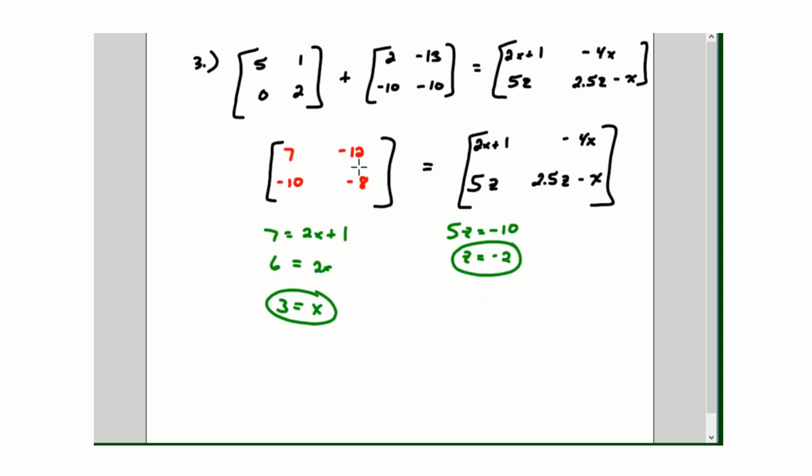Then let's see, negative 12, we get x is 3. We already got x. You can double check to make sure it makes sense. Negative 4 times 3 is negative 12. 2.5 z. So that'd be negative 5 right there for 2.5 times negative 2. Minus negative 3. Well, negative 5, or minus 3 rather. Negative 5 minus 3 is negative 8.